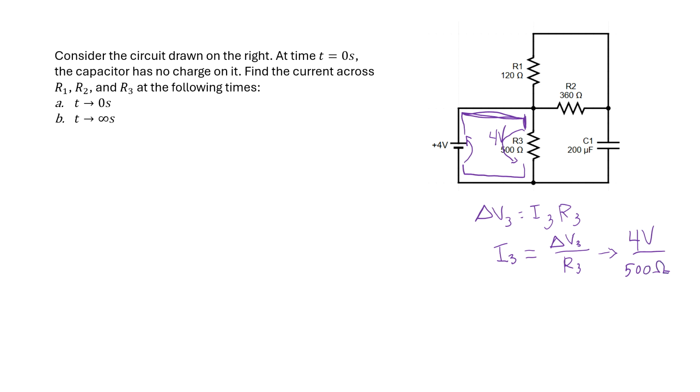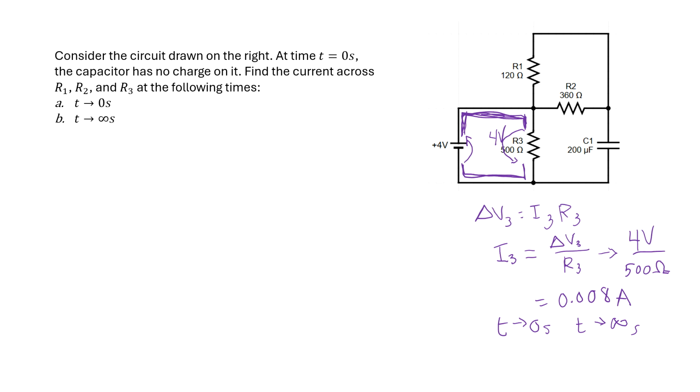A volt per ohm is going to be an amp. So 4 divided by 500 is 0.008 amps, or 8 milliamps. Okay, and actually, this is time independent. Whether time equals 0 seconds or time is infinity, an infinite amount of time has passed, it doesn't matter because it's got to follow loop law. We went up 4 volts, we have to go down 4 volts. That's not going to change regardless of what the capacitor is doing.